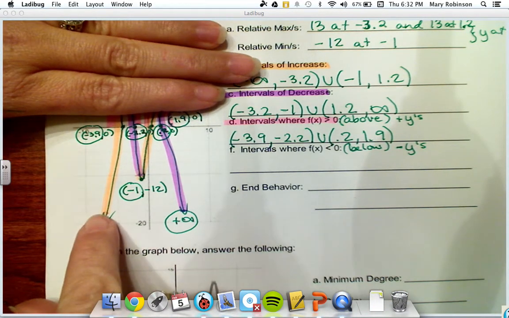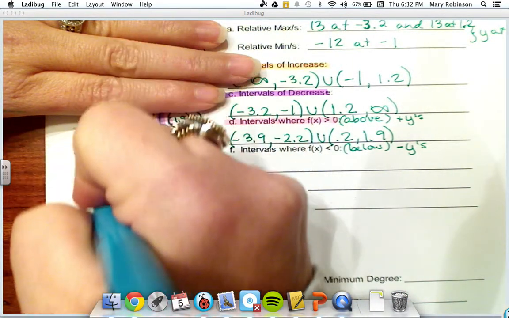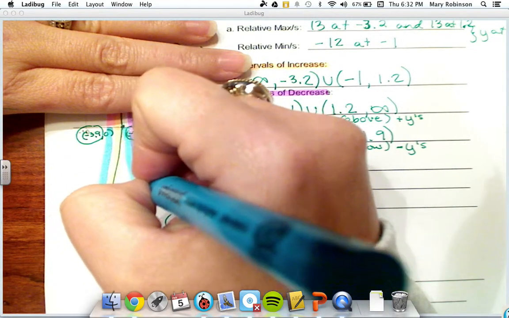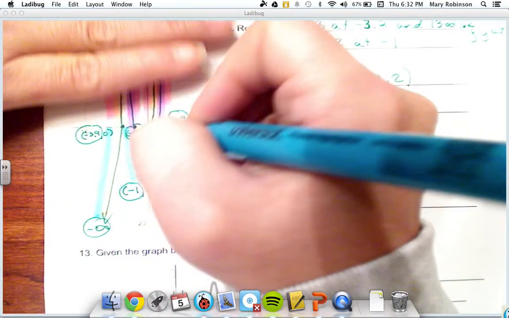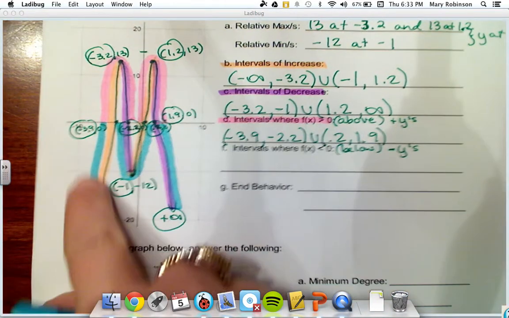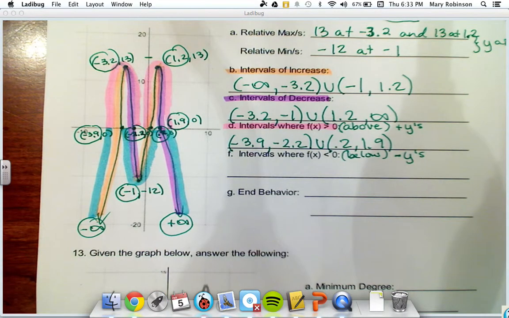But remember, we actually have 1, 2, and 3. We've got 3 places where it's below. So from here to here, then it goes above, then it goes below again from here to here, then it goes above, then it goes below again from here to here. So we actually have 1, 2, 3 intervals to write.